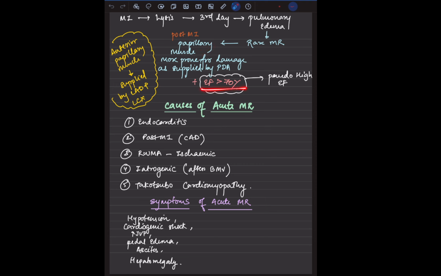When we do a 2D echo, the EF is more than 70%. So do not be fooled because of this. What are the causes for the acute MR? So this is also very important.